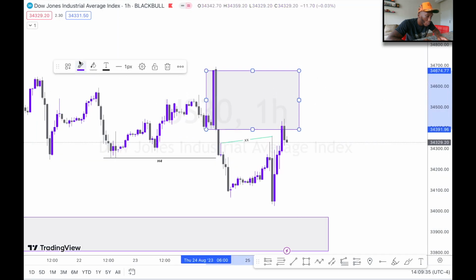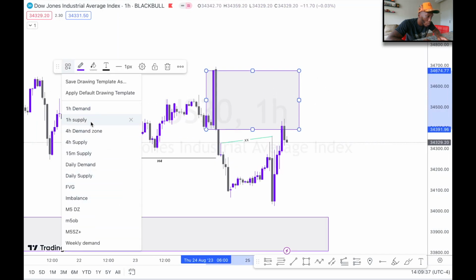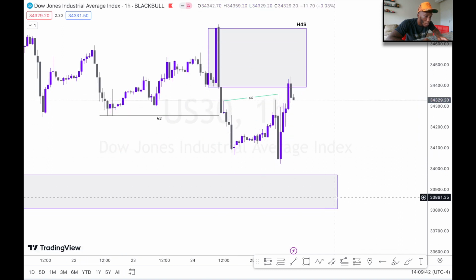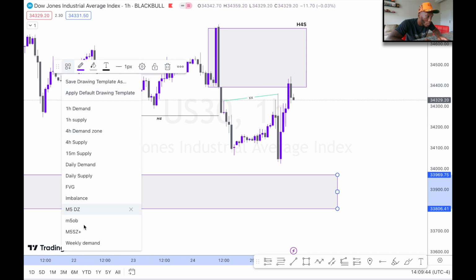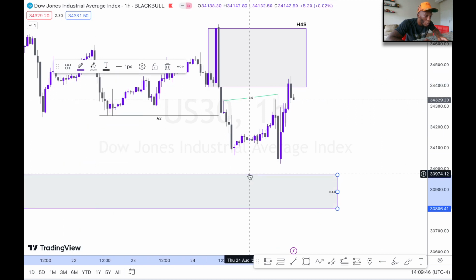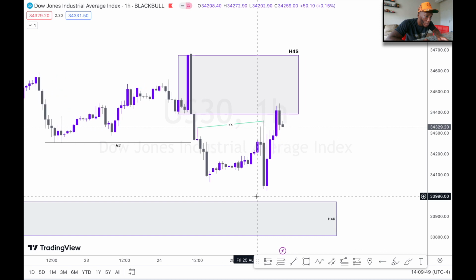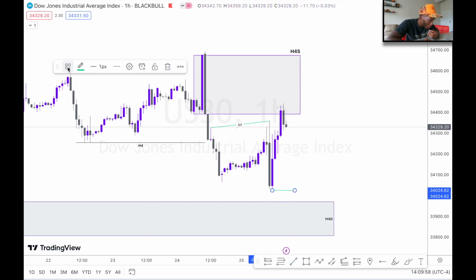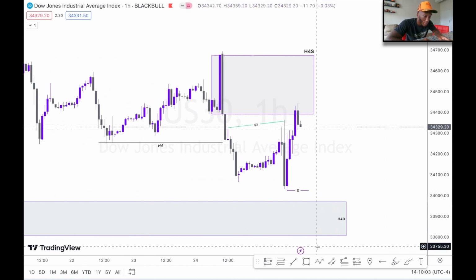I could do a 4 hour zone, whatever, no big deal. So now this is a 4 hour zone, and then this is our 4 hour demand zone. Right? So now I'm expecting price to react from here and want to come down here and take out this liquidity right here. This liquidity is what I'm thinking wants to get taken. So I'm expecting price to come. It might want to come back up into here and take out this buy side liquidity right here.